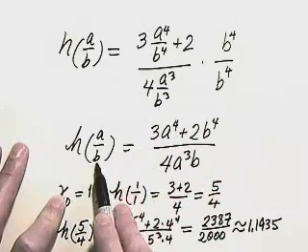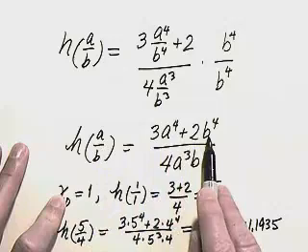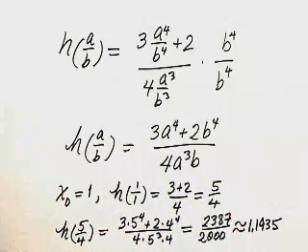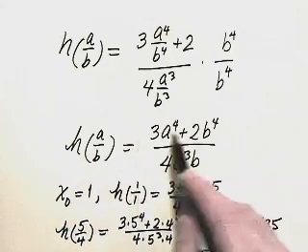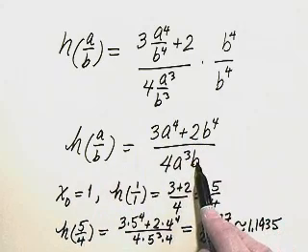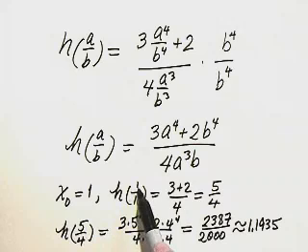And so we get h of a over b has the form (3a^4 + 2b^4) divided by 4a^3 b. So now if I want to stick with working with fractions, you see, if I put a fraction in, I get a fraction out with whole number numerator and whole number denominator. So we start off with x0 equal 1. H of 1 over 1 is (3 + 2) over 4, which is 5/4 again.